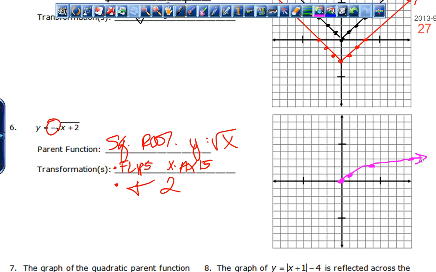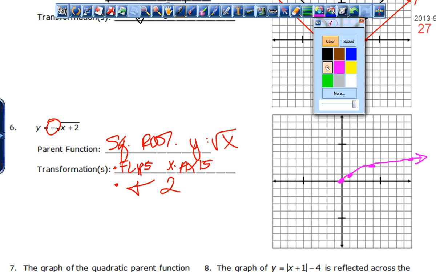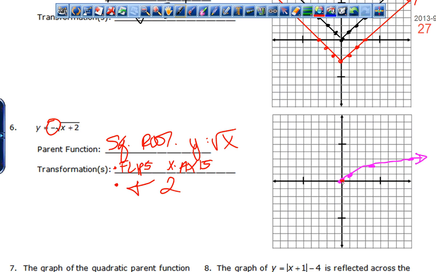Okay, transformations. Let's go left to right, how we see them written on the paper in ink. So let's first flip it. So that means that 0, 0 stays there. 1, 1 now becomes 1, negative 1. 4, 2 becomes 4, negative 2. And 9, 3 becomes 9, negative 3. Okay, that's my first one.